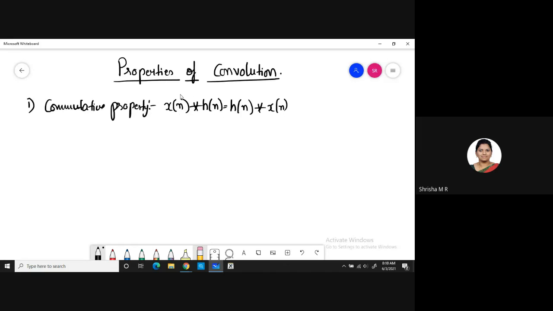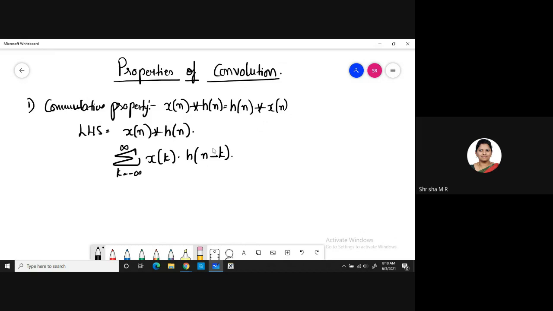So we shall try to prove. If you have x of n convolved with h of n, it is equal to h of n convolved with x of n. We'll take the LHS and try to prove the RHS. The LHS is x of n convolved with h of n. What is the equation for convolution sum? You have summation k is equal to minus infinity to infinity x of k into h of n minus k. This is the equation for convolution sum.